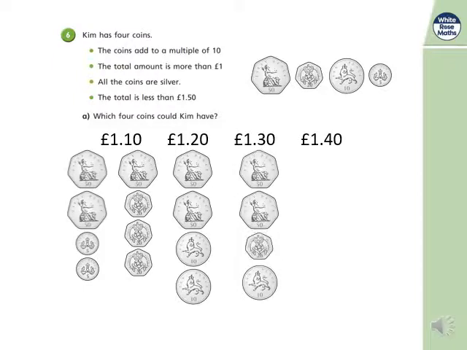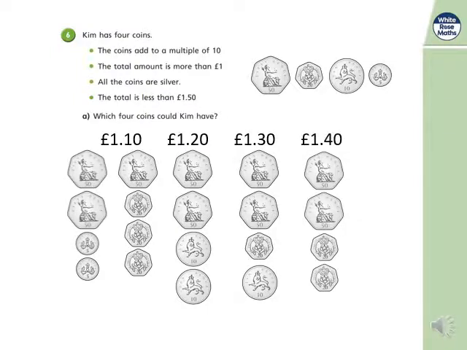To make £1.30, we could have used a 50 pence, a 20 pence and a 10. And to make £1.40, a 50 pence, another 50 pence, 20 pence and another 20 pence. So those were the possibilities that you could have used and found to answer that question. Well done if you managed to do that one.